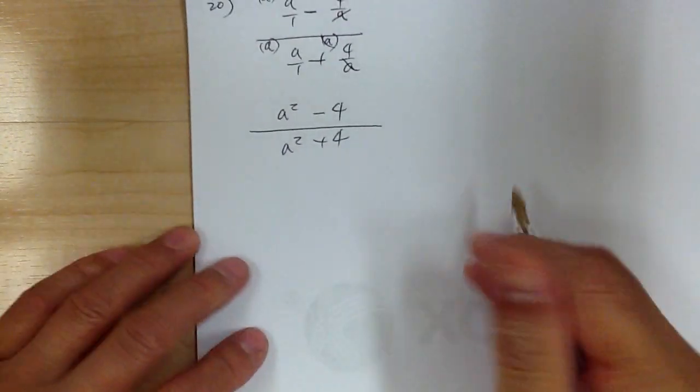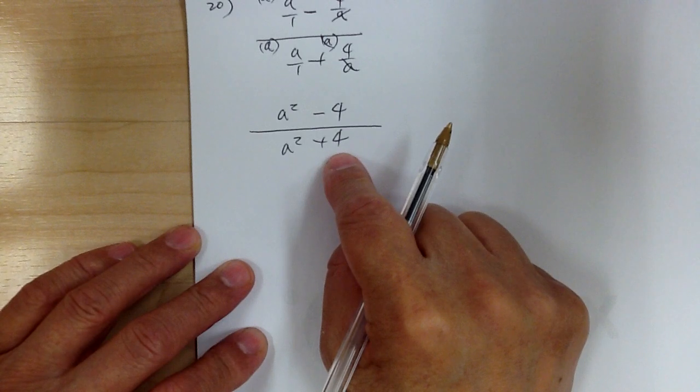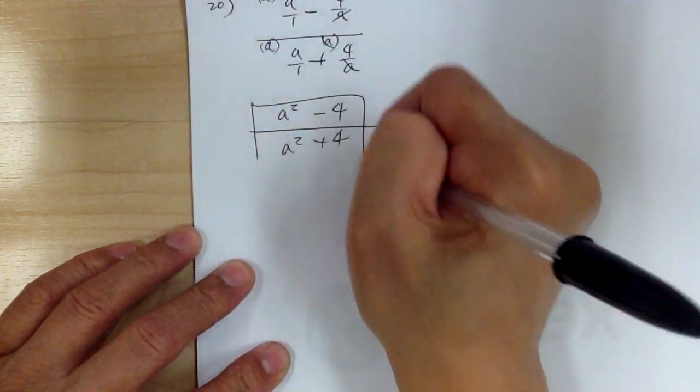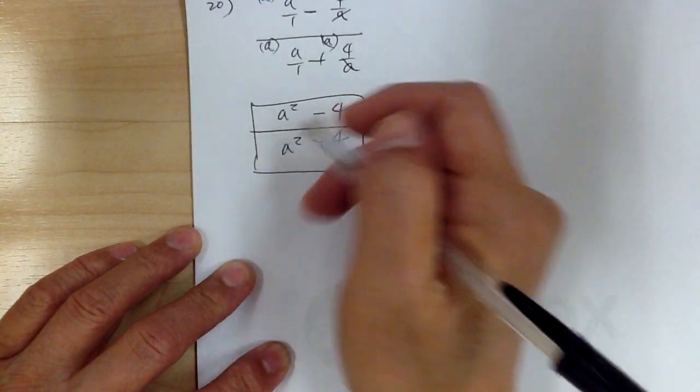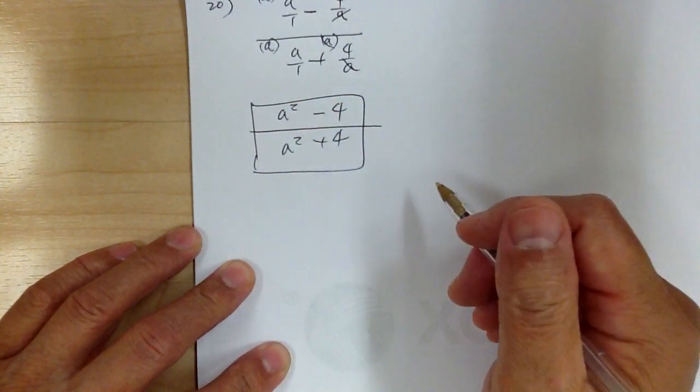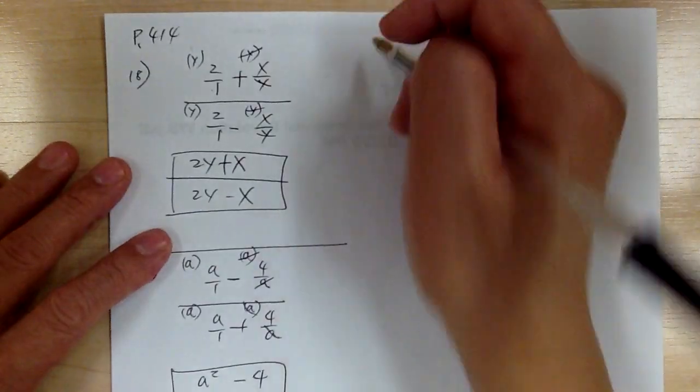Okay. Now this one, if you factor, it's not going to be able to cancel anything anyway, so you can just leave it at that. Okay. So the top is factorable, the bottom is not. So if you cannot factor the bottom, it means you cannot cancel. Okay. Let's go to 22.